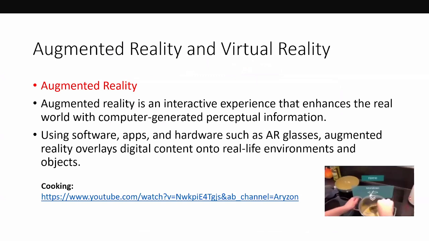So therefore, augmented reality is an interactive experience that enhances the real world with computer-generated perceptual information. So we are in the real world, and from the real world we can experience, you know, for example, look at this, some kind of cooking video. Let's look at this video now, right?